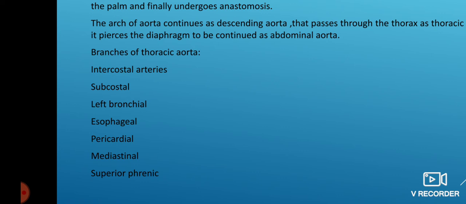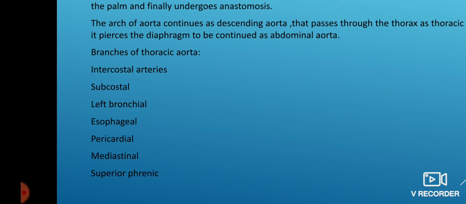Intercostal artery supplies the intercostal spaces. Subcostal is the last intercostal artery. There are several intercostal spaces. Intercostal space is the space between the ribs. We have 12 pairs of ribs. So between the ribs there are intercostal spaces. And these spaces are supplied by intercostal artery which is arising from the thoracic aorta. Then the last intercostal artery is called the subcostal artery. Then left bronchial artery. We know the thoracic cage contains the lung, and this lung is supplied by the bronchial artery. Left bronchial artery arises from the thoracic aorta.